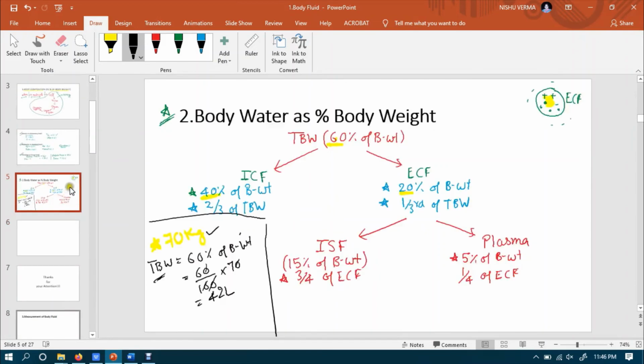Further, for a quick view, the total body water comprises 60% of the body weight, and it is composed of two things, ICF and ECF. ICF is 40% of the body weight, and the ECF is 20% of the body weight. And the ECF contributes two things, interstitial fluid and plasma, where the interstitial fluid is 15% of the total body weight, and the plasma is 5% of the total body weight.